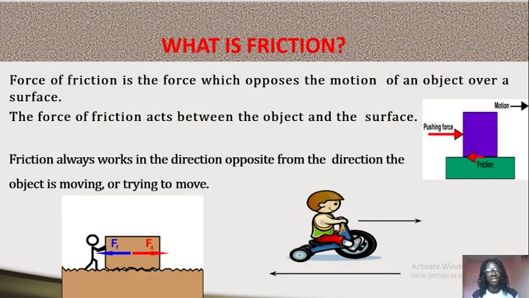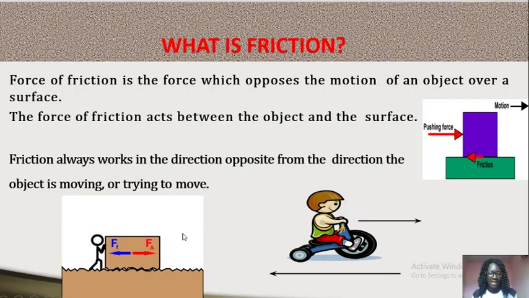So what is friction? Friction is a force that opposes the motion of an object between two surfaces. It is a force that acts between the surface and the object. Just like I said, you're trying to apply a force to push this box towards the right, and frictional force is opposing the motion towards the left. Friction always works in the direction opposite to the direction of the object you are trying to move.